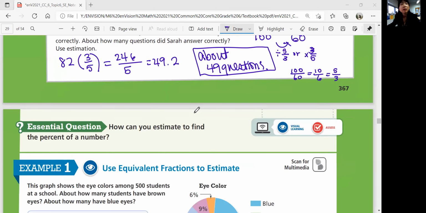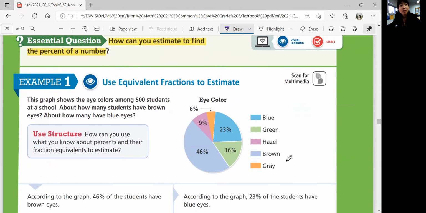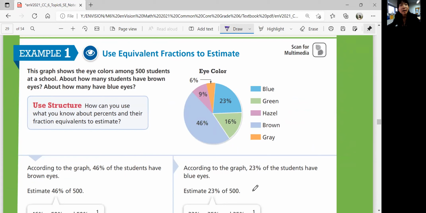Okay, let's get started with the next page. In this lesson, we'll think about how we can estimate to find the percent of a number. Let's look at example 1. Use equivalent fractions to estimate. This graph shows the eye colors among 500 students at a school. About how many students have brown eyes, about how many have blue eyes.